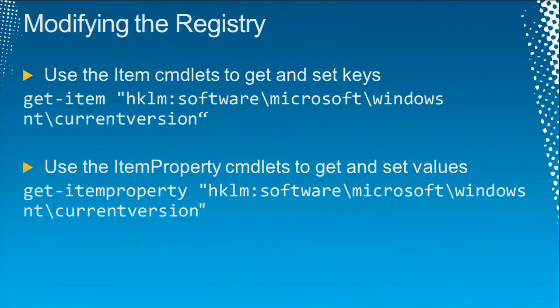So let's modify stuff now, because that's the reason we're all here. I've got the registry, I've got stuff I need to change. Modifying, I'm also going to cover how you can actually read some information. So in the registry, we're going to use the item and item property commandlets, Get-Item and Get-ItemProperty. The path we're going to specify is that PS drive path for the registry. So the first example would give me a reference to that registry key.